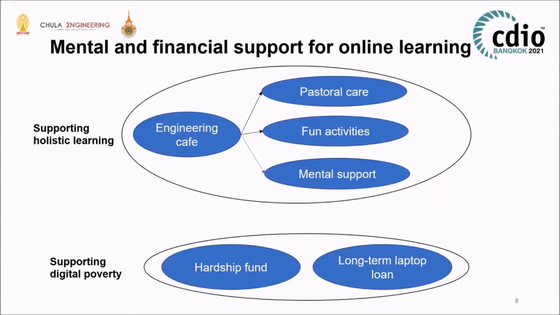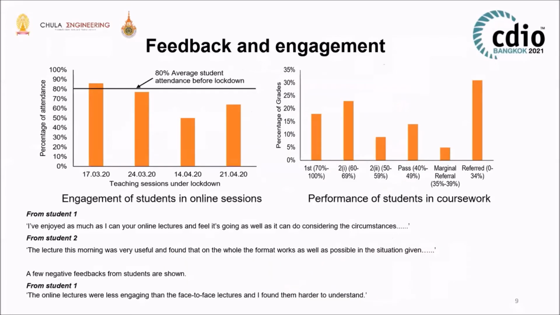We have also supported students mentally and financially during the online learning. We developed our engineering cafe to provide pastoral care, to create some fun activities and to provide mental support. Together, we would like to create a holistic learning method for all the students. To support their digital poverty, we have provided a hardship fund from the university and we created a long-term laptop loan for the students.